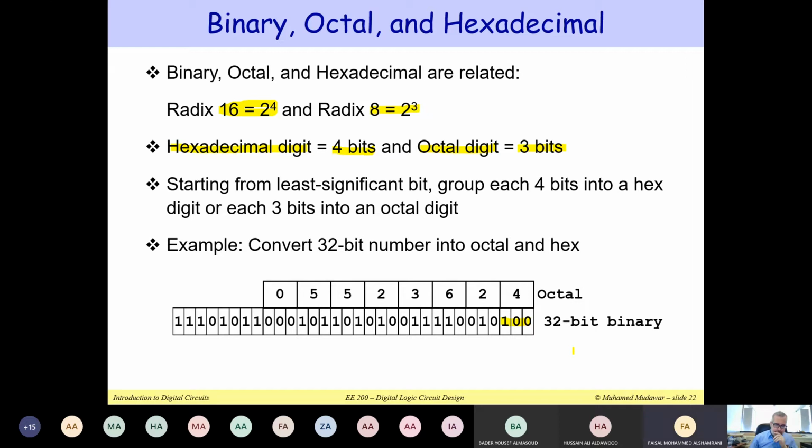011 is 3. And 101 is another 5. And finally, we have 11. We can insert a 0 to the left. This does not change the value of the number. So 011 is what? 3. Exactly. Right. Now let us convert it to hexadecimal.